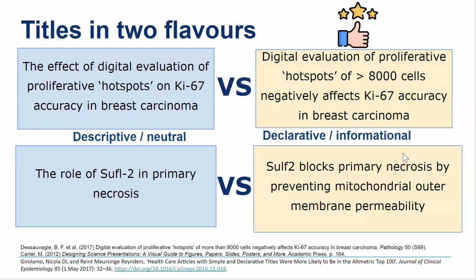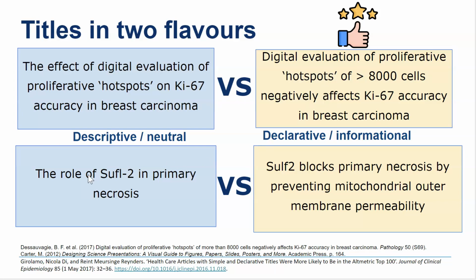The yellow titles, which give the outcome of the study, are called declarative titles, also known as informational titles. The titles in blue, which do not give the outcome of the study, are called descriptive. For example, the phrase effect of does not give the direction of the study outcome, whereas the yellow outcome, the title says, negatively affects.